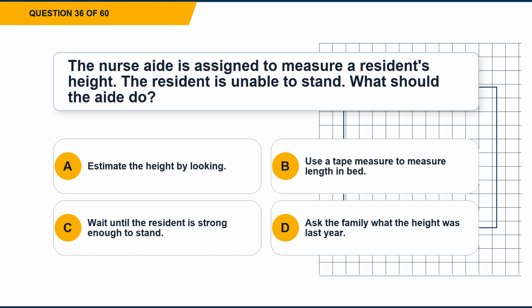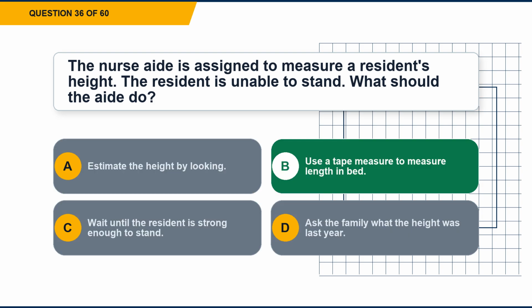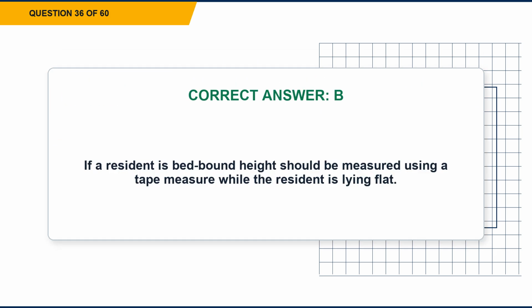Question 36. The nurse aide is assigned to measure a resident's height. The resident is unable to stand. What should the aide do? Option A, estimate the height by looking. Option B, use a tape measure to measure length in bed. Option C, wait until the resident is strong enough to stand. Option D, ask the family what the height was last year. The correct answer is option B, use a tape measure to measure length in bed. Explanation: if a resident is bedbound, height should be measured using a tape measure while the resident is lying flat.